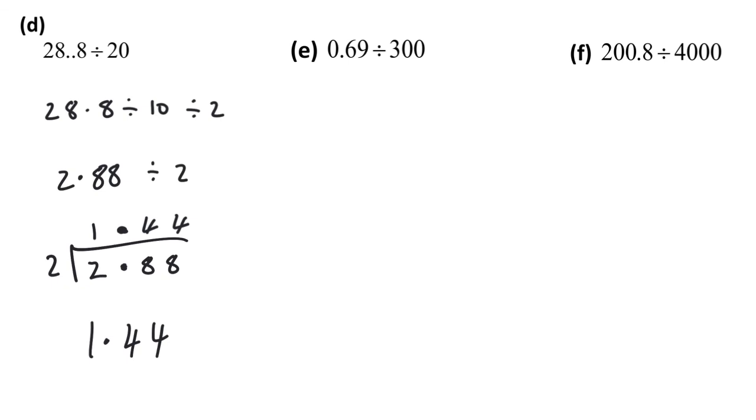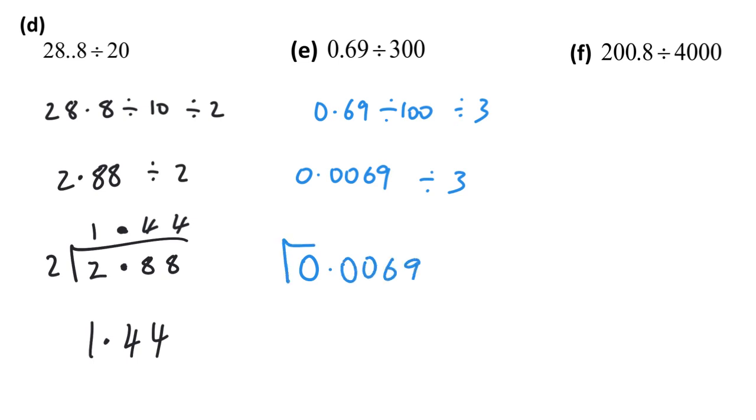Example E, 0.69 divided by 300. So we can do 0.69 divided by 100 first of all, and then divide by 3. 0.69 divided by 100 moves the decimal place twice to the left. So we're going to have 0.0069. The decimal point was originally between the 0 and the 6, and we've moved it once, twice. And then divide that by 3. So let's put 0.0069 under the bus shelter and divide by 3.